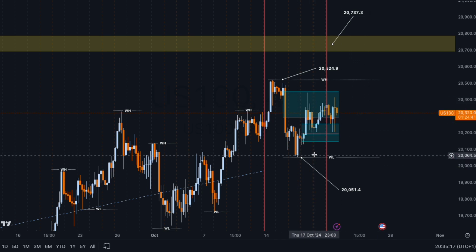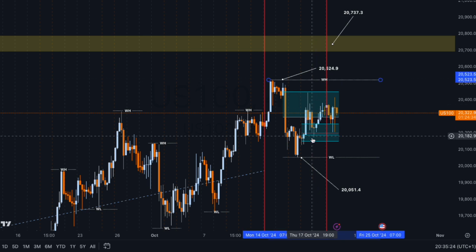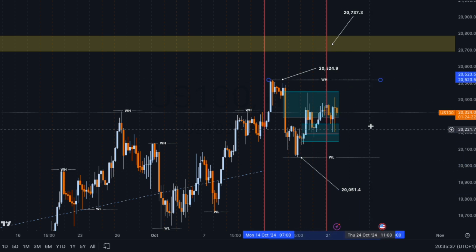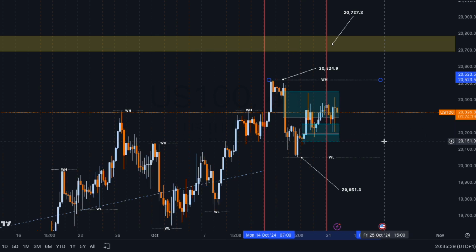The same for down here, so these are the two levels of interest. So I've called out the top one, so I'm just going to call out the bottom one as well, which is this level right here, and that's going to be 20051.4. If this one is taken out or this one is taken out, we're looking for moves in the corresponding direction, right? That's all we can do for now.